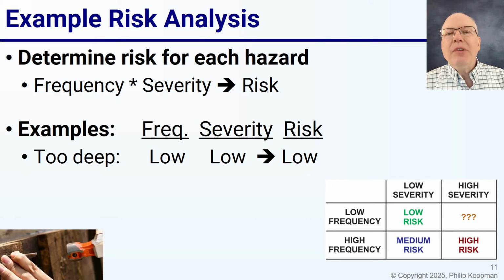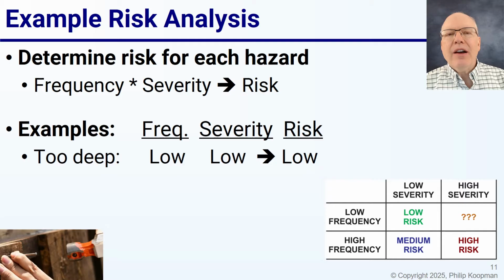Let's just pick a couple examples for this hammer and nail. We have the nail goes too deep. It's low frequency and low severity. Now, I don't mean smashes all the way in. I mean just a little bit too deep, because maybe we wanted it to go in 5 to 10 millimeters and it goes in 15 millimeters.